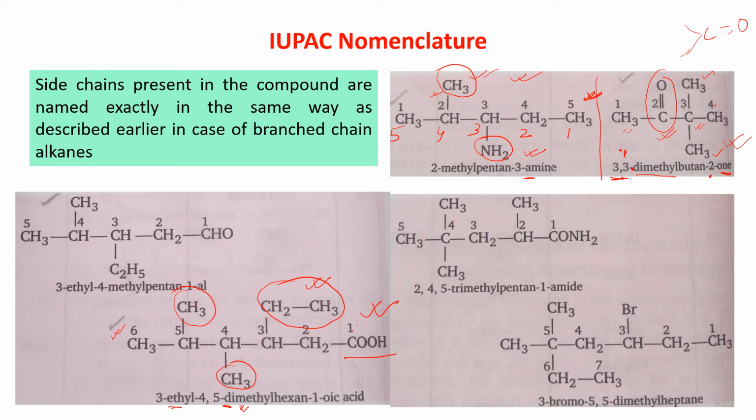Hexane, ANE, because it is a single bond. Everywhere it is a single bond. It is a saturated compound. 1-oic acid. Now as in oic acid, O is a vowel, so from ANE, the E is dropped. Am I clear? E is dropped. So the name is 3-ethyl 4,5-dimethyl hexane-1-oic acid. Am I clear? So this is ANE, E is dropped.